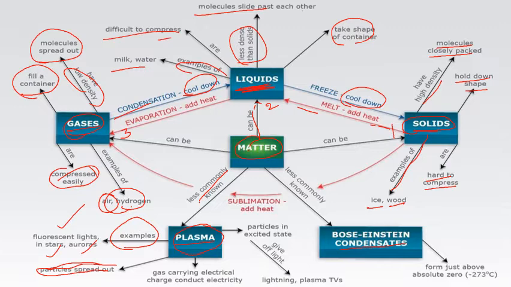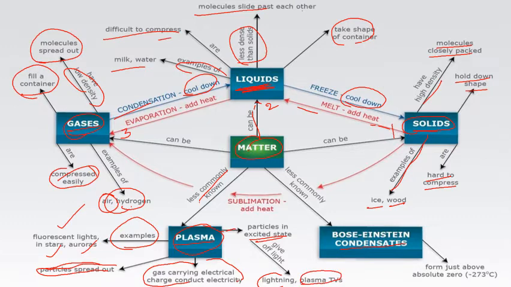In this, the gaseous particles lose electrons and form ions, so the electrons and ions coexist. The gas carrying electrical charge conducts electricity, and the particles are in an excited state here. You can observe plasma in lightning and plasma TVs also.